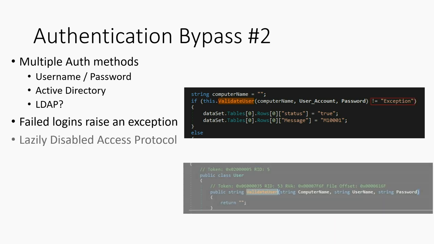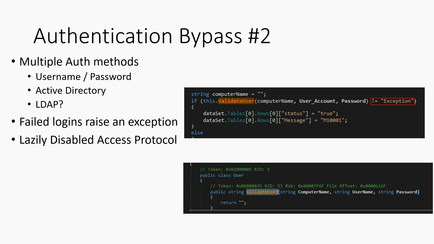And you can see that it is checking if the function returns the string "exception". For a long time, I was actually reading that as returning an exception. No, it's the string "exception" from this ValidateUser. And if it doesn't return "exception", then the status equals true, and then you're logged in.